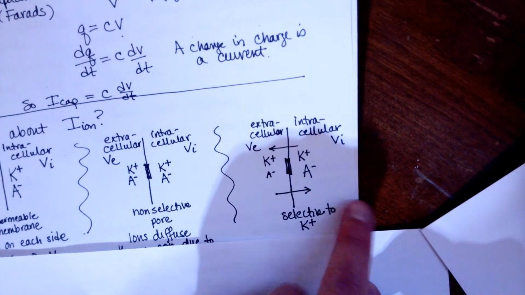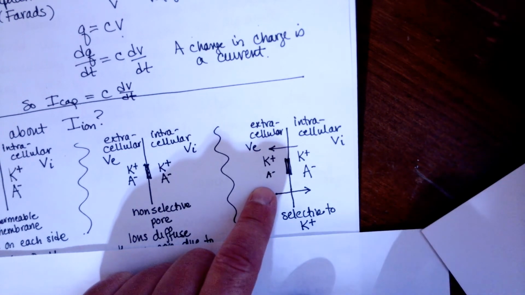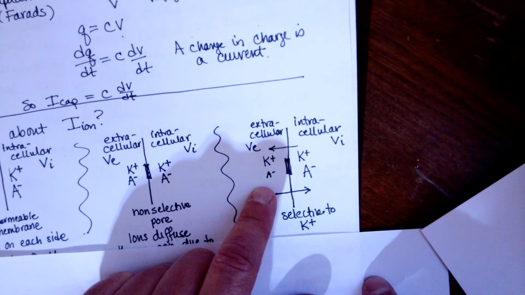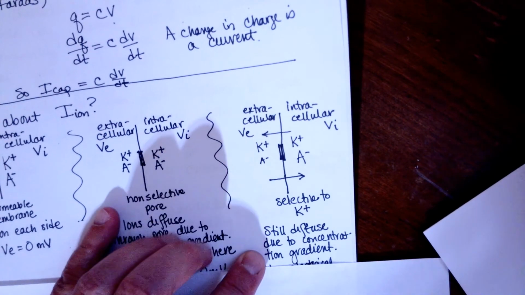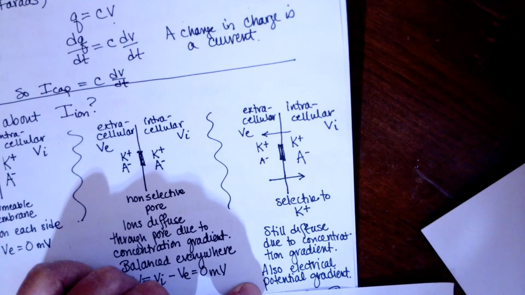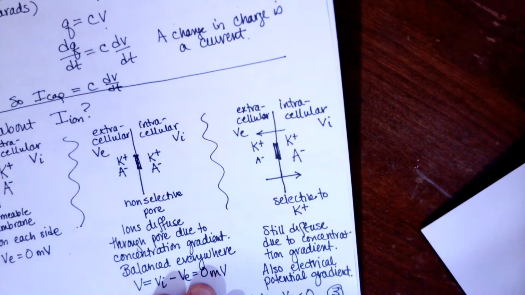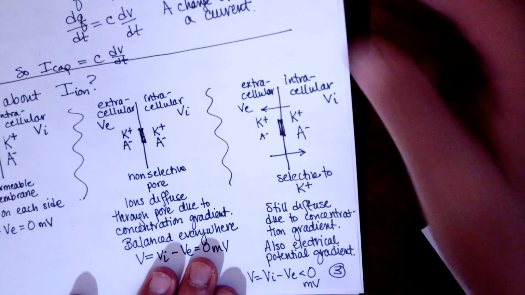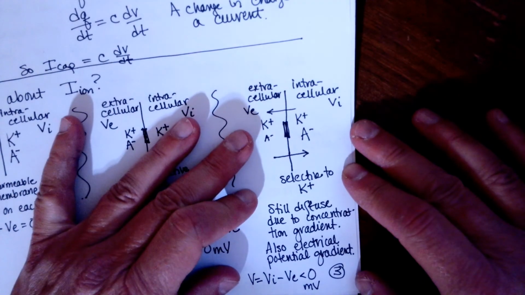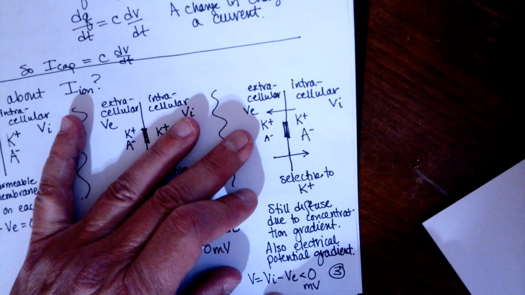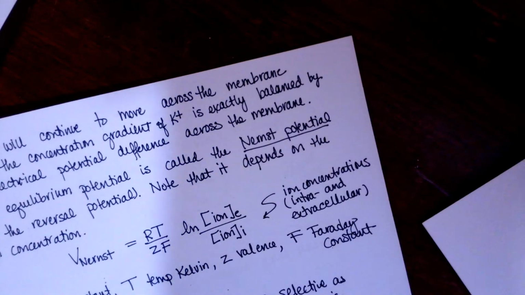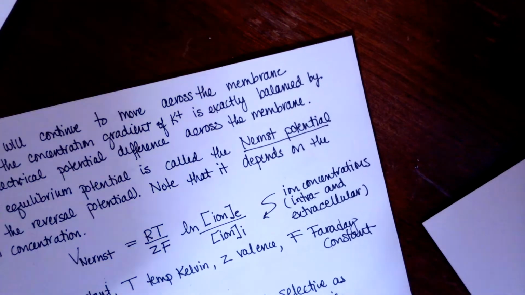lack of balance on each side of the membrane, right? Because, for instance, now we don't have the same amount of positive and negative ions. Okay, so we still get this diffusion due to the concentration gradient, but now we also have an electrical potential gradient. And so what happens is these potassium ions are going to go through the pore until those two forces are balanced. So now our transmembrane potential, VI minus VE, is going to be less than 0. It's not going to be 0. So that's kind of the main idea about how these currents happen when these channels open and close.